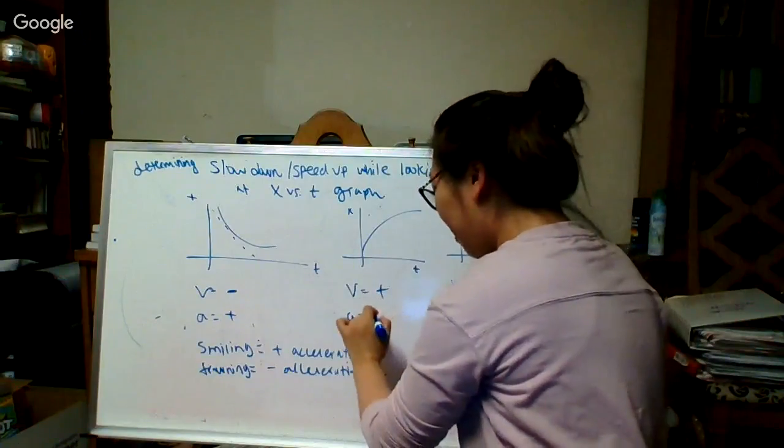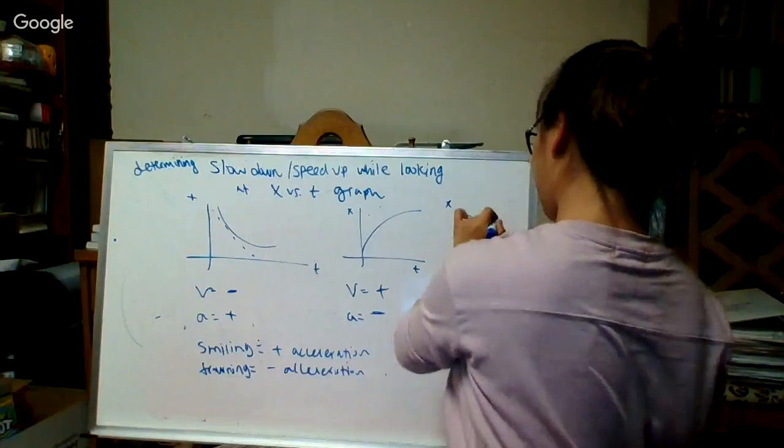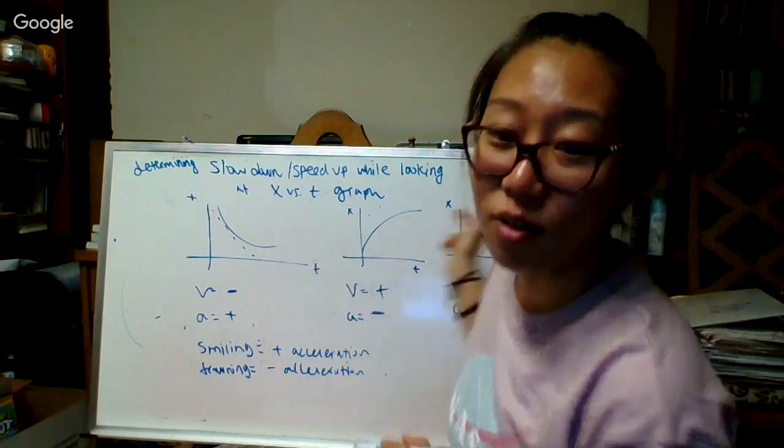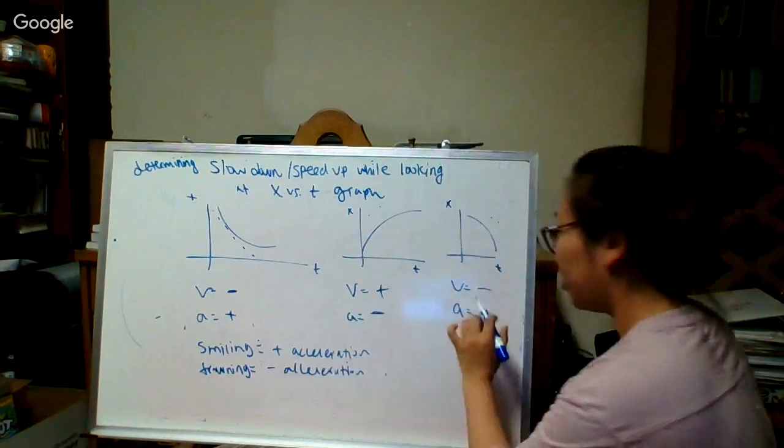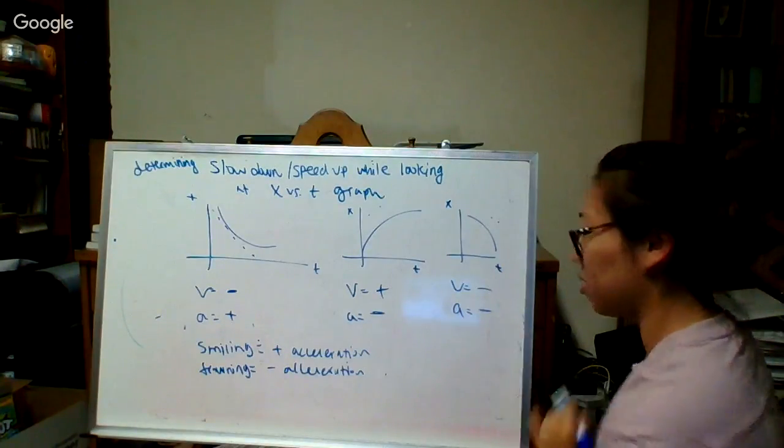Okay, so this one will be negative. Okay. And then this one is also frowning. And then this one is, wait, is this one? Yes, this one is negative as well.